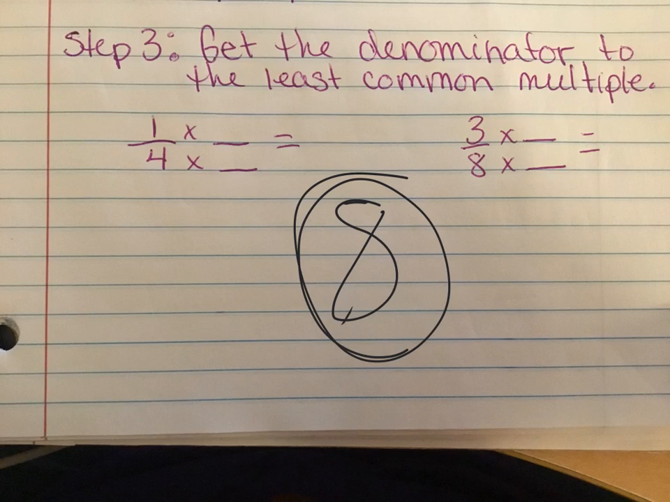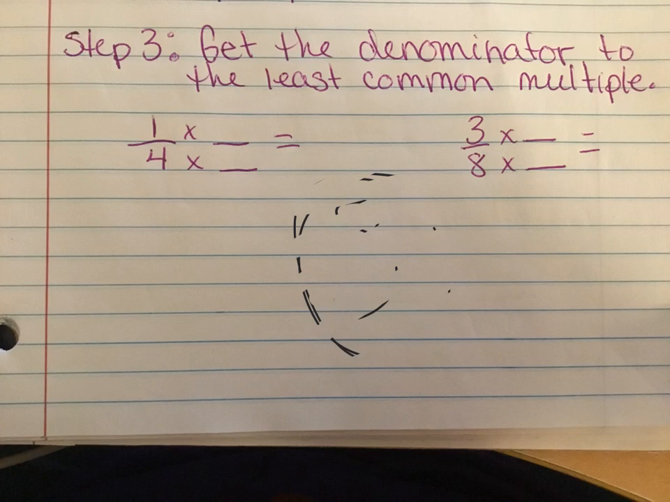So we have to figure out what we're going to multiply both the top and the bottom by to get the denominator to 8. That's our least common multiple. We need to get it to 8. So I'm going to put an 8 down here. Oops, not there. Sorry. Erase. I'm going to put an 8 here because I want to get the fraction to have an 8 on the bottom. And over here, I need 8 on the bottom. Both fractions need to have 8 on the bottom.